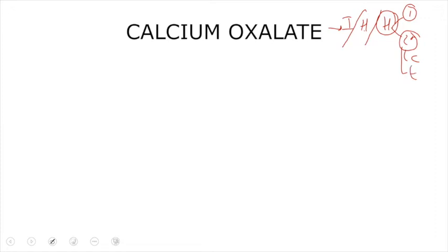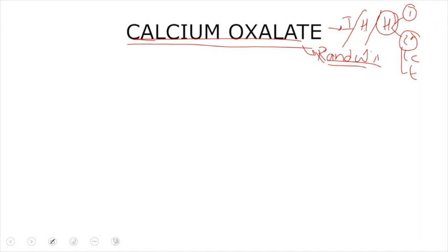Right? And it has a nidus. Calcium oxalate stone has a nidus, and this nidus is known as Randall plaque. It is usually found in the tips of the papilla. And that is all about calcium oxalate stone and its pathogenesis.